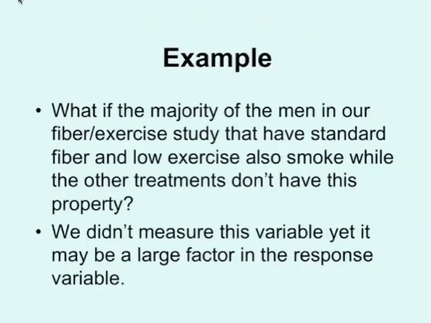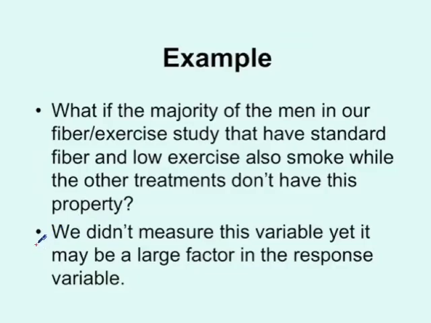All right, so let's take a look at another example here. What if the majority of men in our fiber exercise study that have standard fiber and low exercise also smoke? Now, the other treatments don't have this property. In other words, we're talking about our NASCAR living guys back there in treatment group 6. Well, if we didn't remove the variable for smoking in there, it could totally throw off our results.